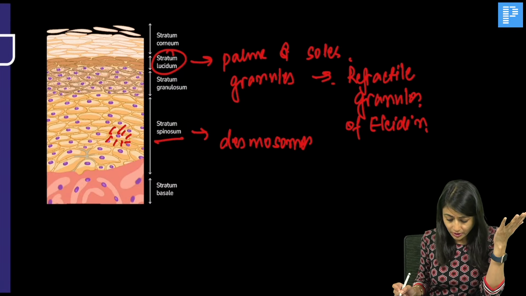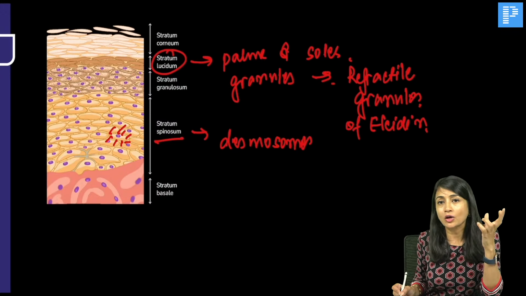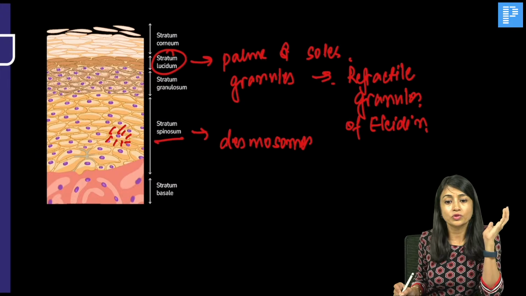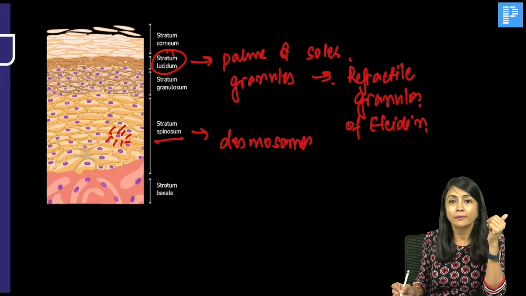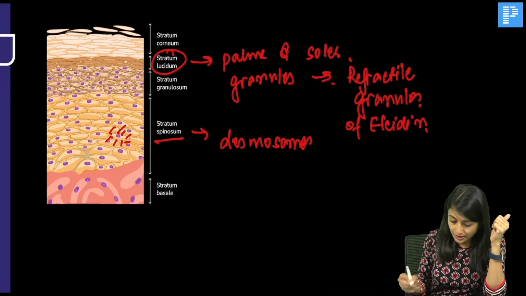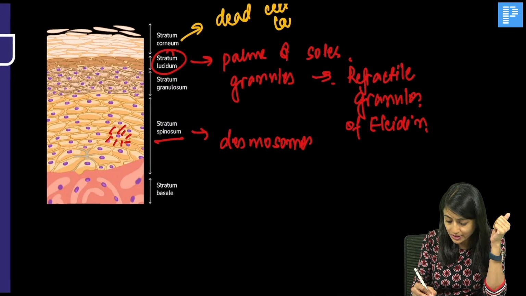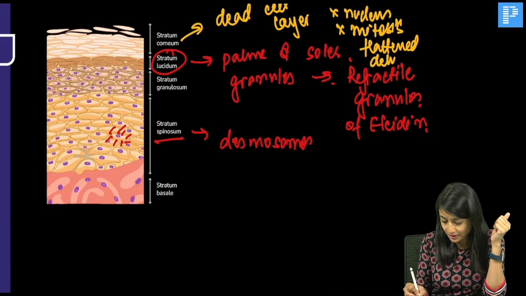So what is the importance of stratum corneum? How is the stratum corneum different from the rest of the layers? Good, good, good. Spinosum, we are done. Very nice. Why is stratum corneum different from the rest of the layers? What are the differences between the cells which you see in stratum corneum and the rest? Yes, so stratum corneum is a dead cell layer. You would not see any nucleus, you would not see any mitosis here. You would see flattened cells, the cells would be dehydrated.